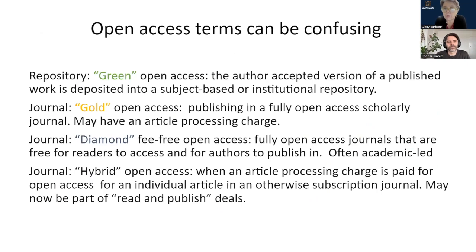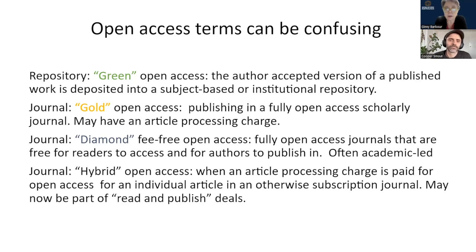But the problem, I think, for lots of researchers is that open access terms can be really confusing. There's a few terms that you might have heard of, which I'll just give you a chance to have a look at here. But essentially, they range from making your work open via a repository, which is often called green open access, making your work open via a journal, which can be called gold open access. That's when the journal is fully open access, and that's journals such as PLOS or Biomed Central.